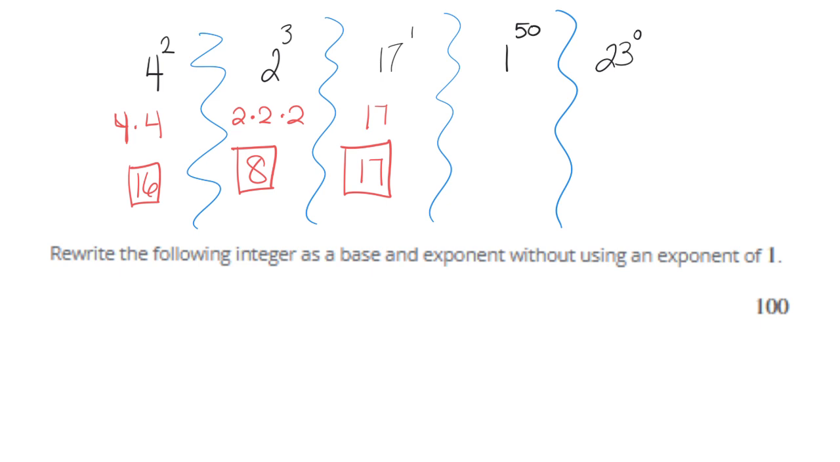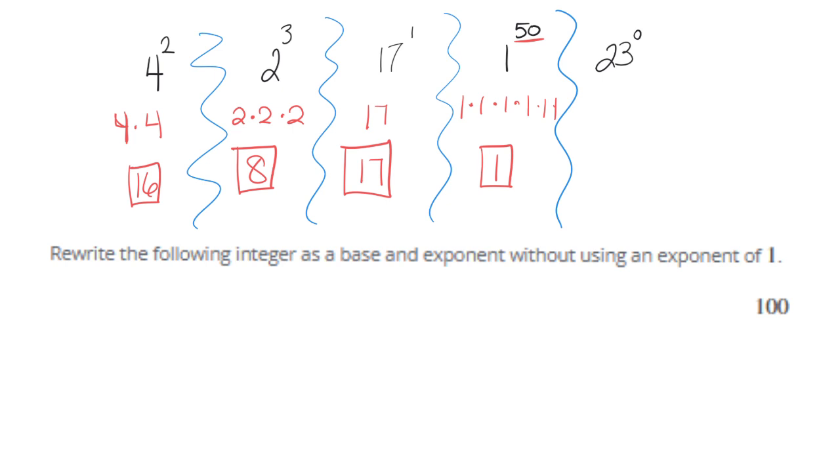Here's a weird one. 1 to the 50th. Kind of scary looking. Let me just do a few. What if you had a 1 times a 1? That'd be like a 1 squared. But what is 1 times 1? Just 1. But what if you took it times another 1? Still 1. Take it times another 1, times another 1, times another. It doesn't matter that I put a 50 here. 1 to any power is just going to equal 1.